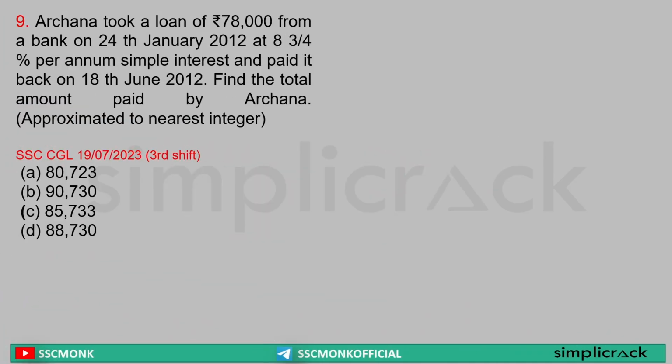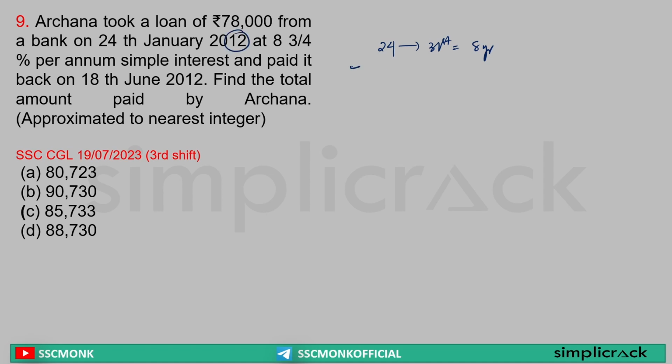Next, Archana took a loan of 78,000 from a bank on 24 January 2012 at 8 3/4% per annum simple interest and paid it back on 18th June. Find the total amount paid by Archana. Now, the whole thing is about what? Sir, from 24th to 31st, how many days? Sir, 8 days. Then, sir, for the March month, this is 2012.